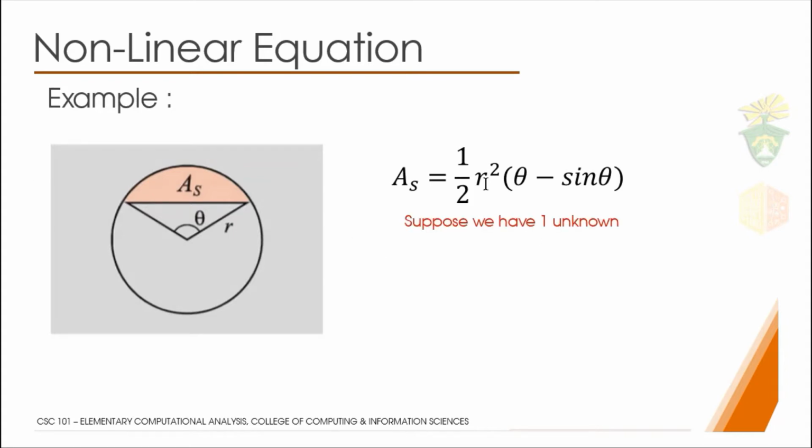Suppose we have one unknown. In this formula, suppose one of these variables is unknown. What if we let the area and the radius be given, and let's suppose that the unknown is theta? Thus, the equation has to be solved for theta.